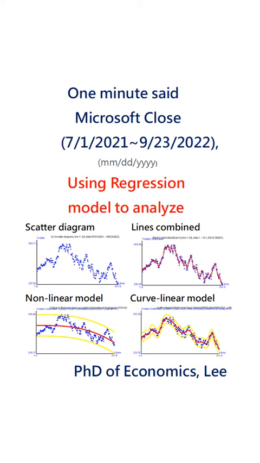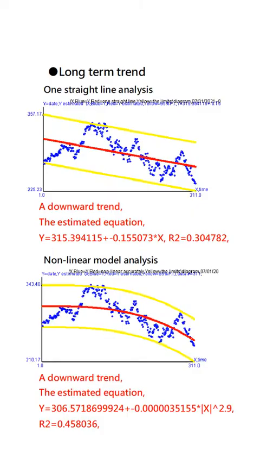Microsoft closing price, using regression models to analyze. There are scatter diagram lines combined, a nonlinear model, and a curve linear model. Straight line analysis: the result is a downward trend. Blue is the closed value, red is the estimated value, yellow is the upper limit and lower limit of the 95% predicted interval.